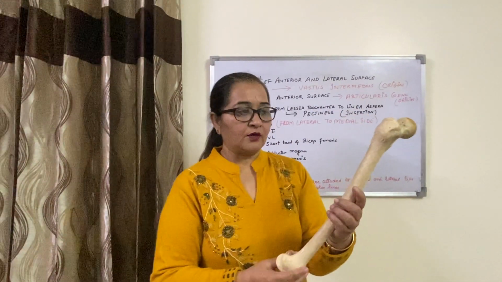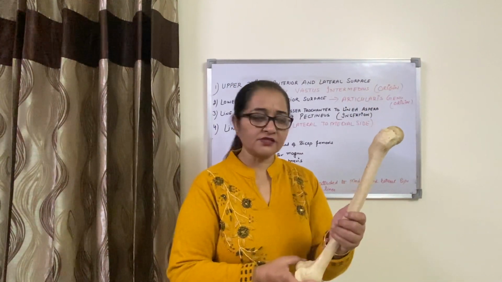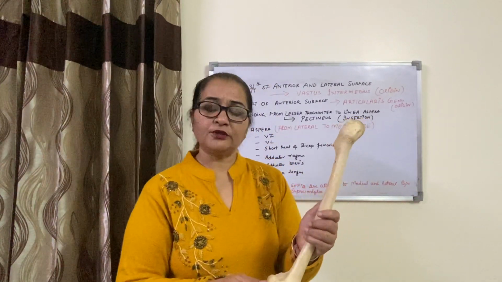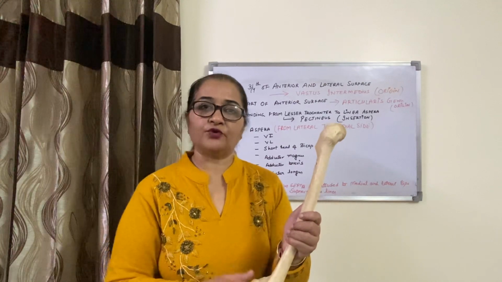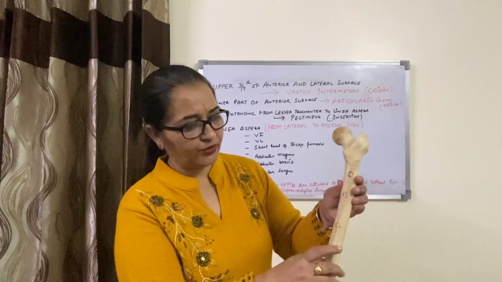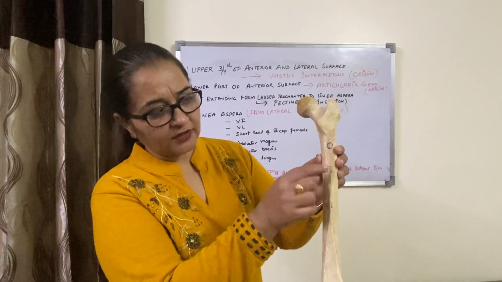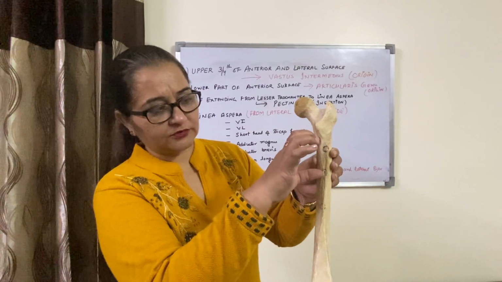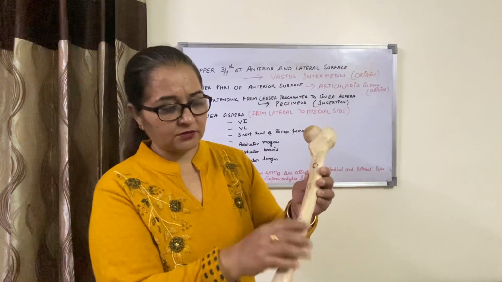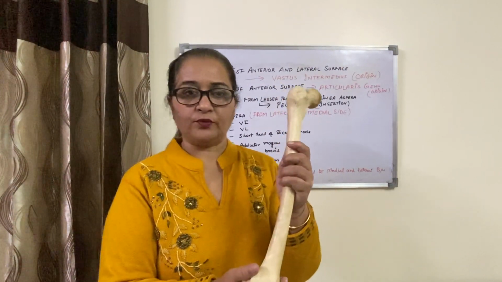And what is the blood supply of this femur bone? It is by the perforating arteries. Mostly it is the second perforating artery, but sometimes there is a contribution from the first and third perforating arteries, and that artery enters through the nutrient foramen. You can see this nutrient foramen is present in the upper part of the shaft, medial to the linea aspera. And the direction of the foramen is upward, opposite to the growing end of the bone.